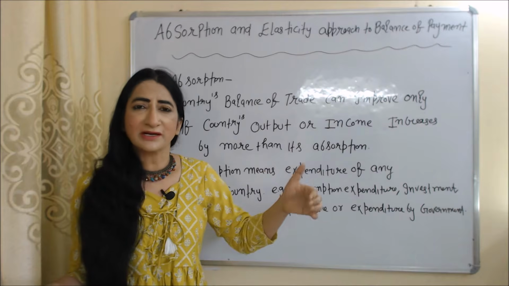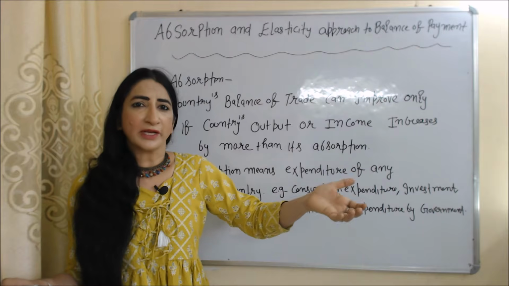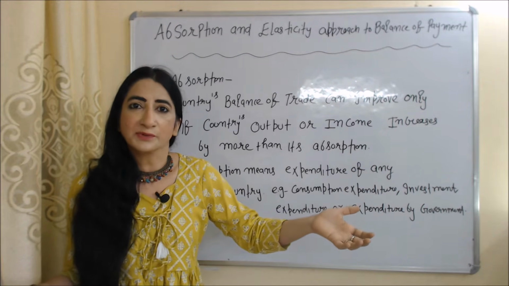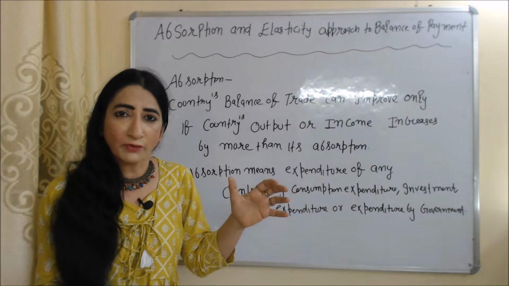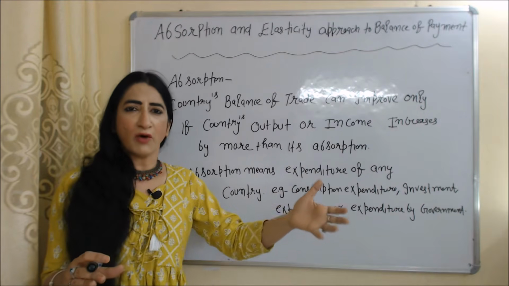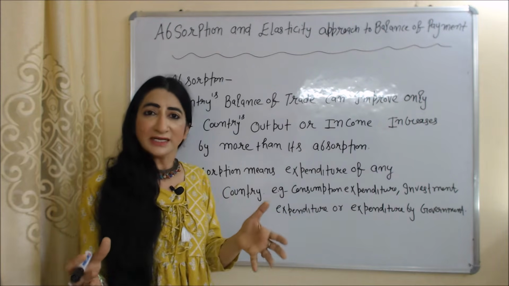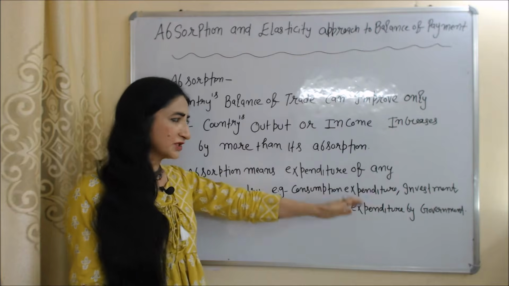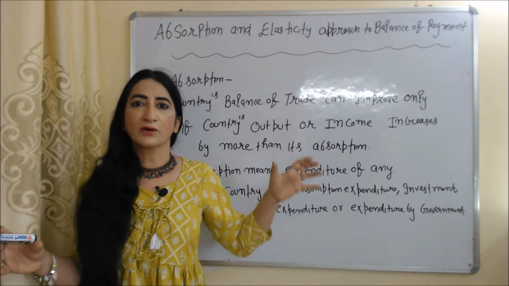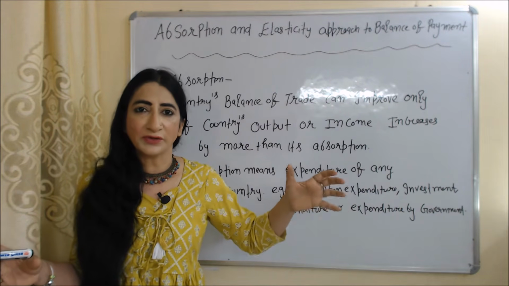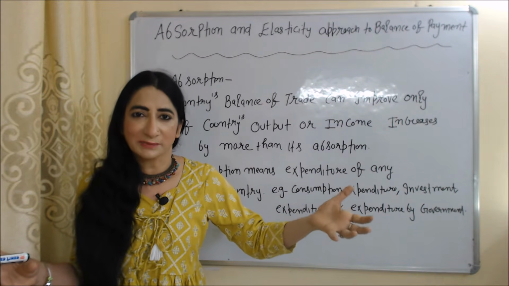According to this approach, countries' balance of trade can improve only if countries' output or income increases by more than its absorption. Absorption means expenditure of any country. For example, consumption expenditure, investment expenditure, expenditure by government, etc. So we can say that according to this approach, countries' balance of trade can improve only if countries' output or income increases by more than its expenditure.